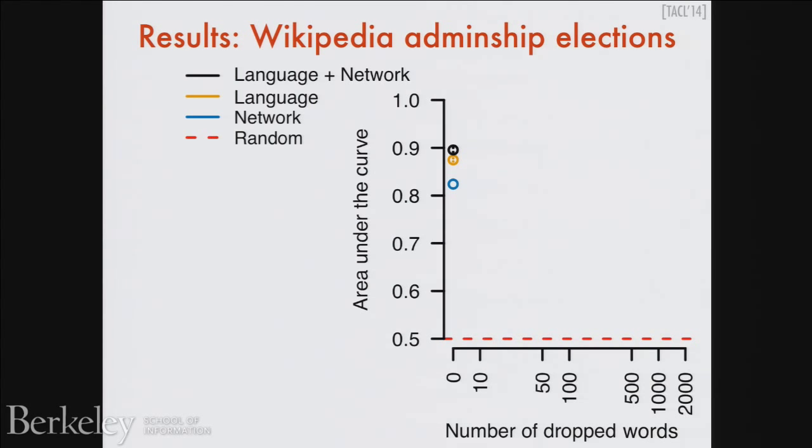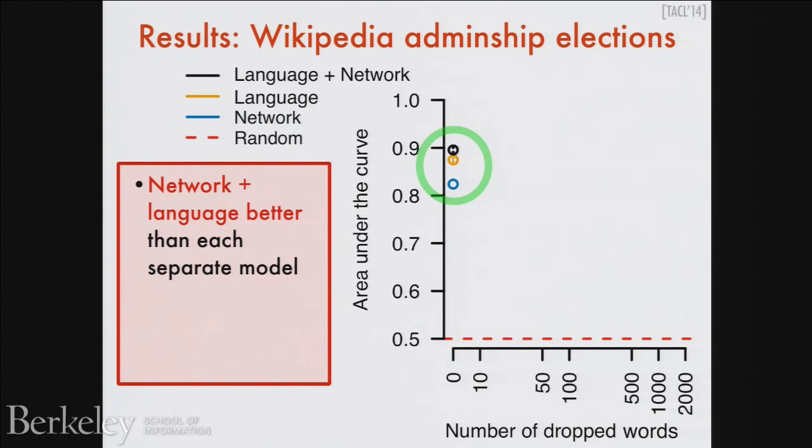Please ignore the x-axis for now. I'm going to talk about that in a second. Just looking at the y-axis, we evaluate 3 methods. We evaluate our combined method in black, language plus network signals, and we evaluate the 2 separate methods, language only and network only. And we see that the combined method in black does better than each of the separate methods, which is good news.